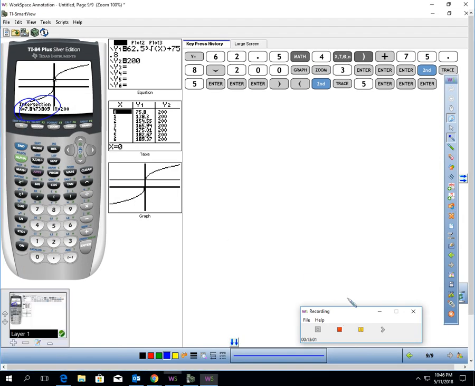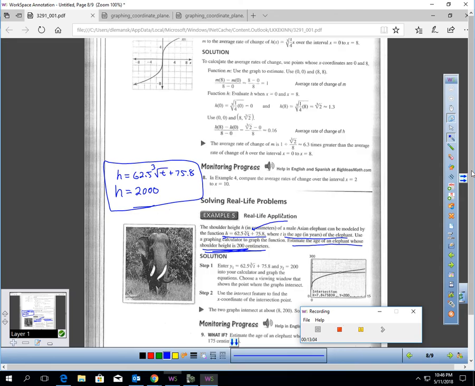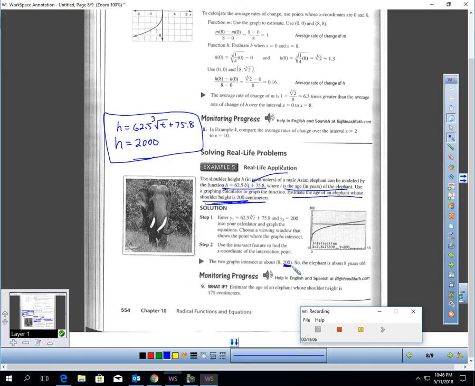Okay? So if I go back to the book now, you'll see that's what the book has. When the elephant's 200 centimeters tall, it's about 8 years old.